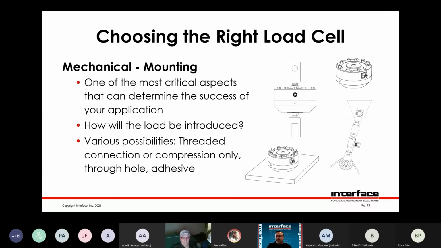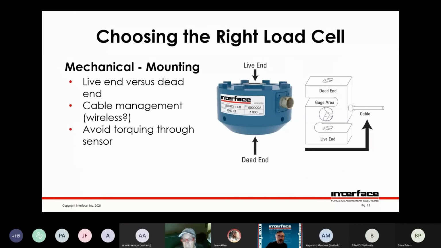Mechanical mounting, one of the more critical aspects: how do you attach to the load cells? Will it be threaded? Are you going to compress and just press up against the surface? Will there be actuators or rod end bearings or clevises? Is it mounted to a plate? What is the geometry of the system? How much bending and what's the stiffness of the components? All those things are important and can affect the accuracy of the measurement.